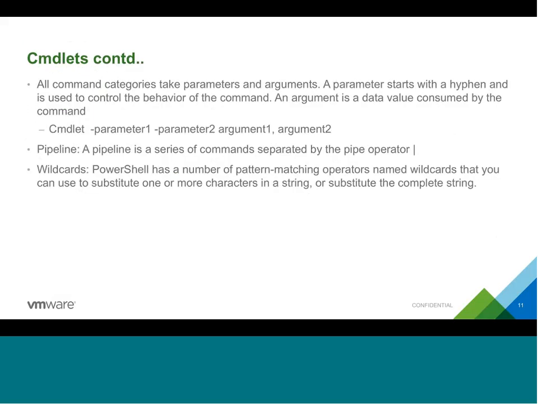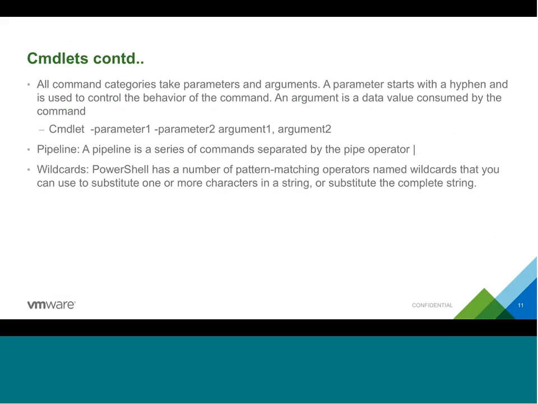The commandlet categories. Typically the way you give a commandlet is the commandlet name and then parameters, one or multiple. The parameters start with a hyphen notation, and then you give the arguments. Arguments are the variables or values that you want to pass on to the commandlet. So this is the typical structure of a commandlet: give the commandlet, parameter, and then argument.